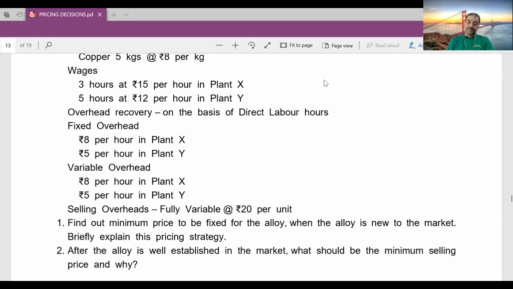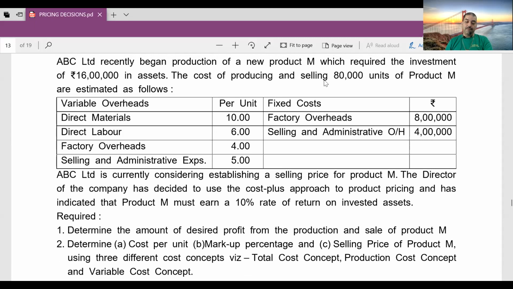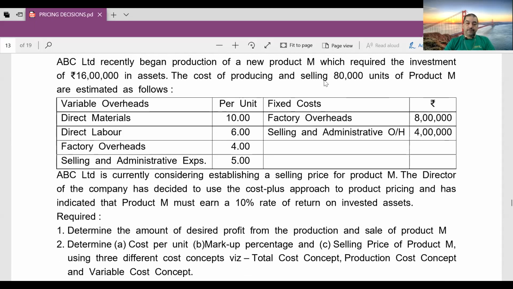Okay, let us come to question 5. ABC Limited recently began production of a new product M, which required the investment of 16 lakh in assets. The cost of producing and selling 80,000 units of product M are estimated as follows.